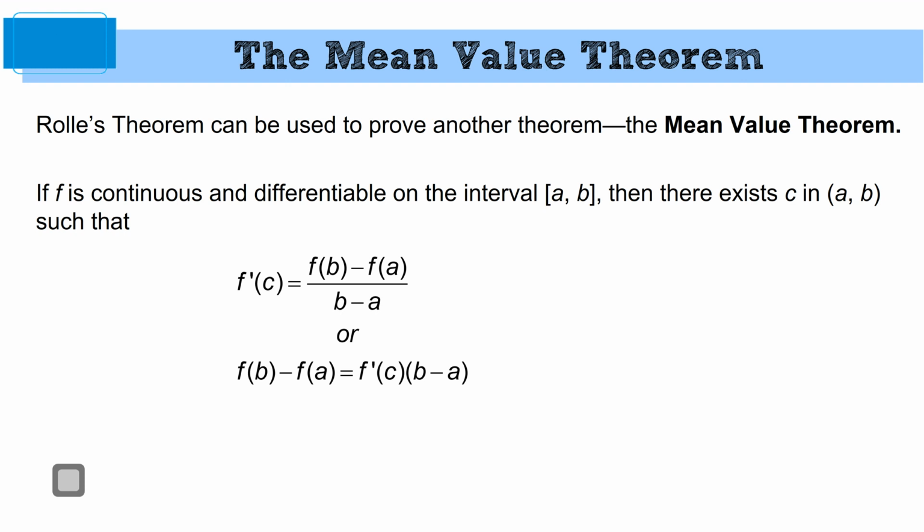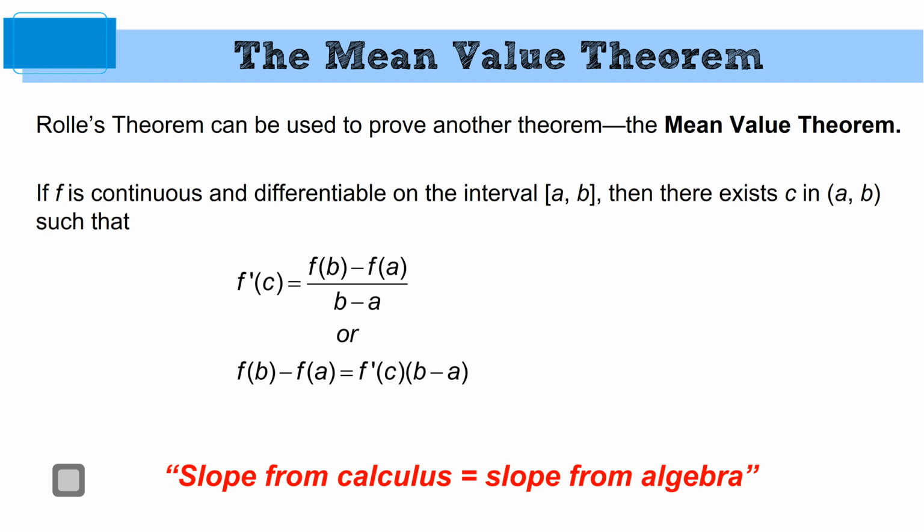And for some reason, people like to write it like this second line, and I don't know why, because that makes no sense to me whatsoever. I mean, it makes sense to me. I understand how they got it. I just don't know why you would use that as the mean value theorem. The top one makes more sense to me. What even makes more sense is that buzz phrase: the slope from calculus has to match the slope from algebra somewhere in that interval.